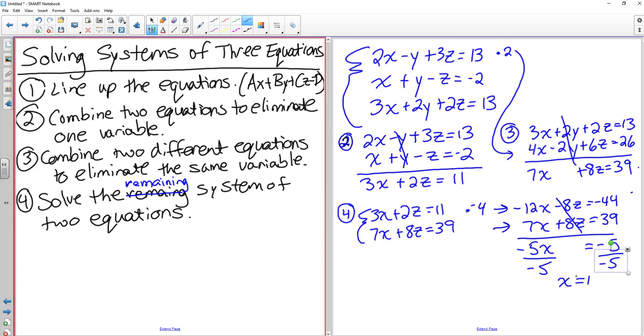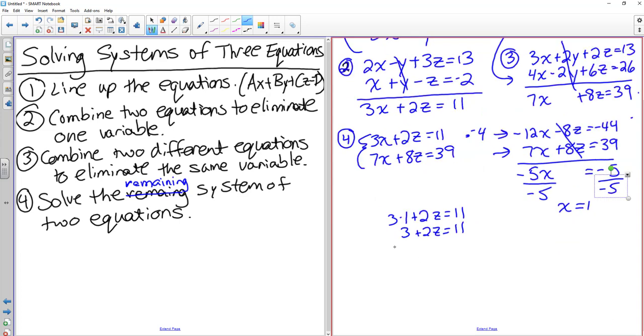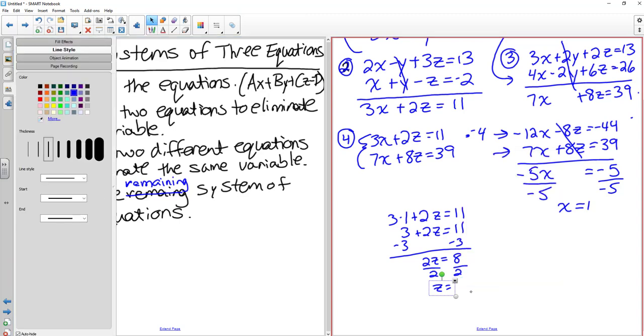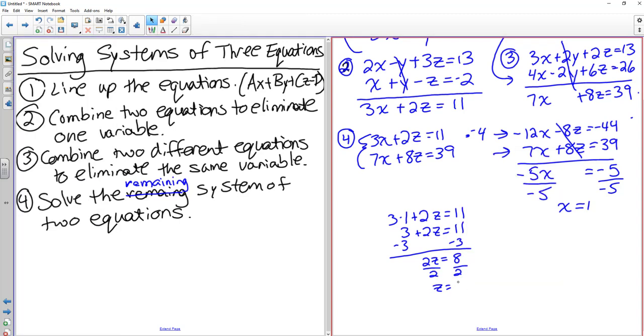So I'm not going all the way back to the start right now. I'm just going to one of those system of two equations. So I'm going to plug 1 into the 3x plus 2z equation. So 3 times 1 plus 2z equals 11. So I've got 3 plus 2z equals 11. Subtract 3. 2z equals 8. So z equals 4. So far now I've got x is 1 and z is 4.